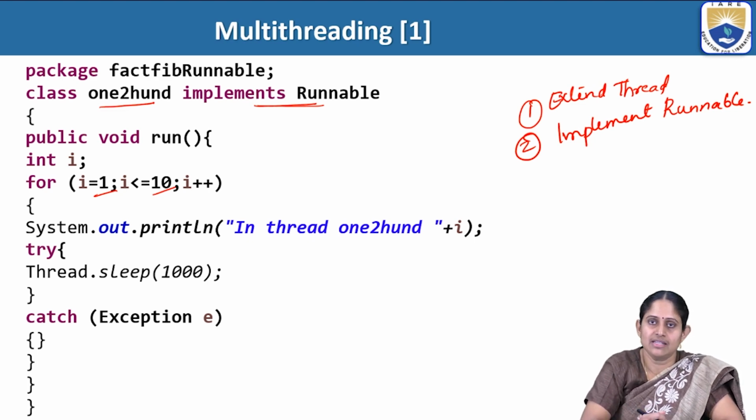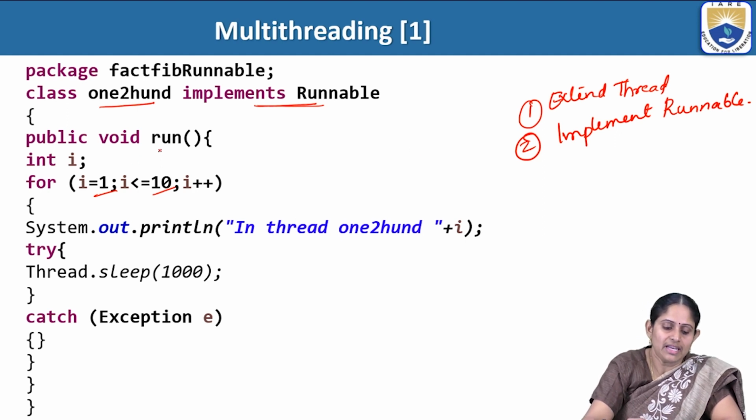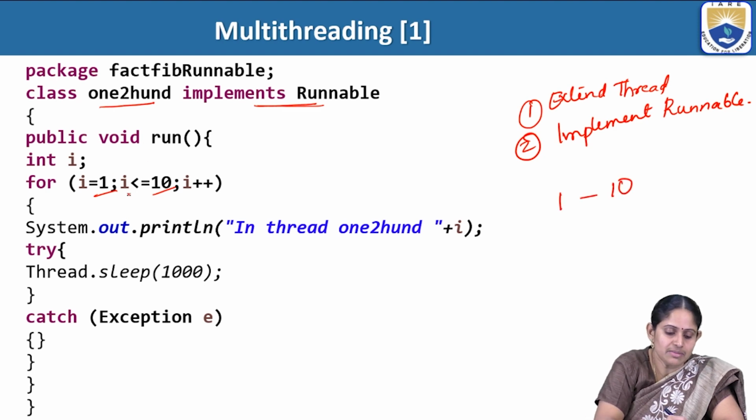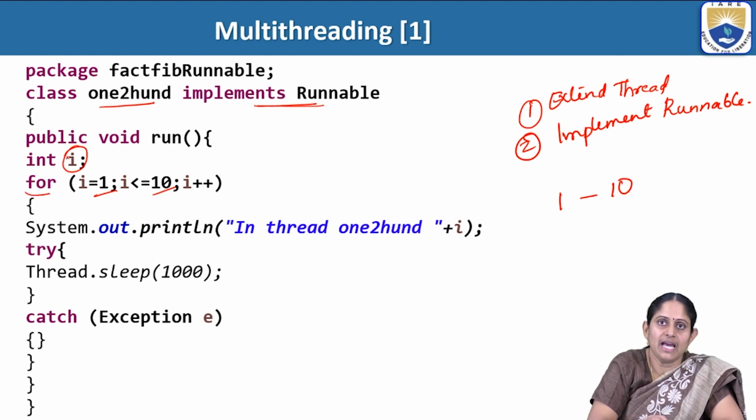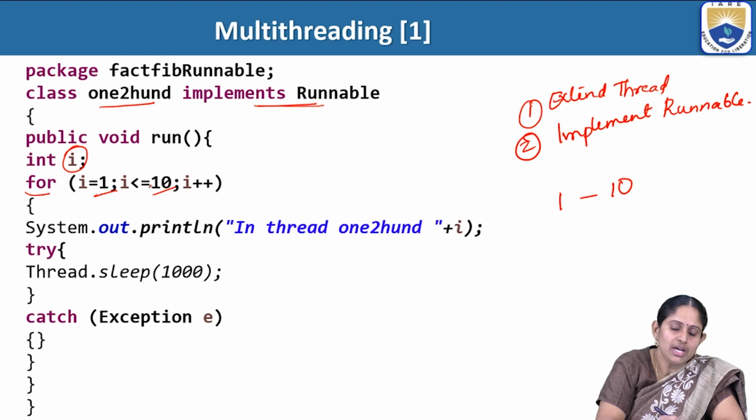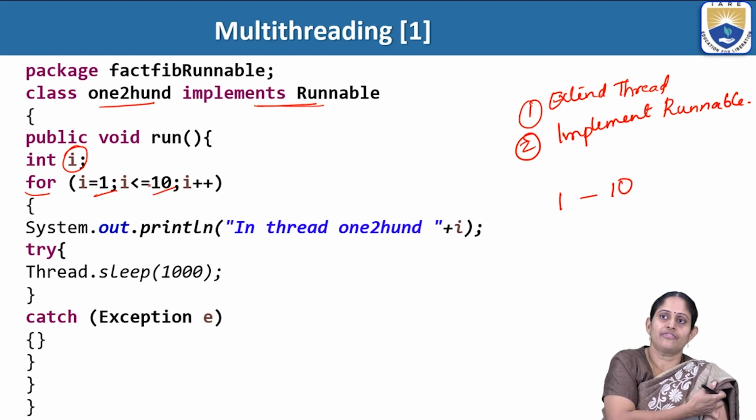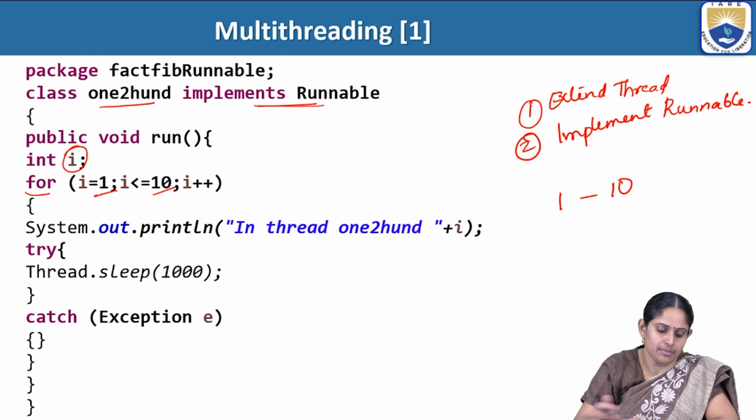Inside our thread, we have to give the implementation of the run method. So our logic will be implemented inside the run method. What I need is to print values from 1 to 10. So in this method, I'm starting with a for loop. I'm using a variable i, which will increment from 1 to 10. So one thread will start from 1 and it will go to 10.